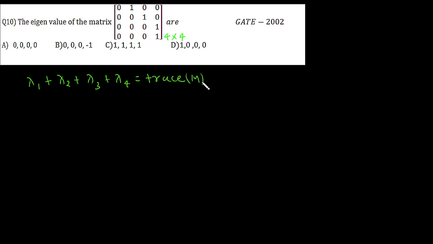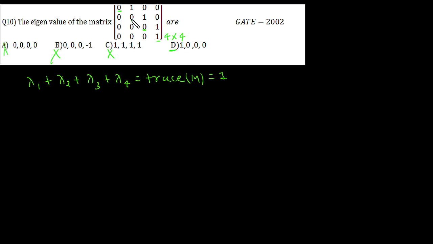Let's call it matrix M. Now here we can find the trace easily by simply adding the diagonal elements. Here 0 plus 0 plus 0 plus 1, so we get the trace of this matrix M as 1. So now look at the options. The sum of these four values in option A will give 0. So option A is not the correct set of eigenvalues for this 4 cross 4 matrix. Now option B is also not correct. Option C gives the sum as 4, so option C is not correct. Now only option D remains and it gives a sum equal to 1. So we can easily say that option D is the correct set.